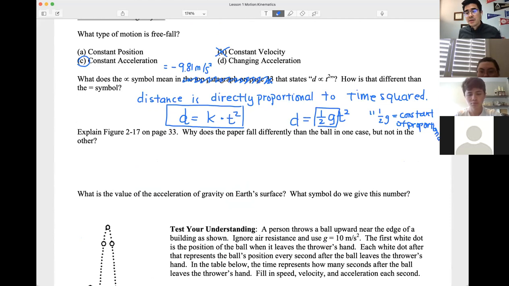It's going to go on the side of the page. Proportionality. Why is it such a long word? Any questions on that? So this is our equation for finding d when you just drop an object.